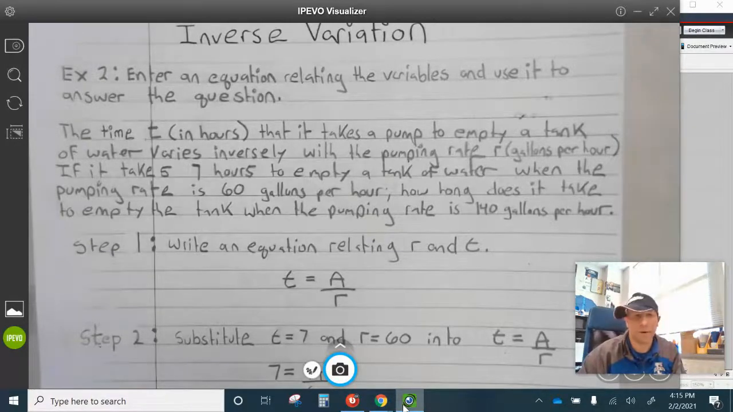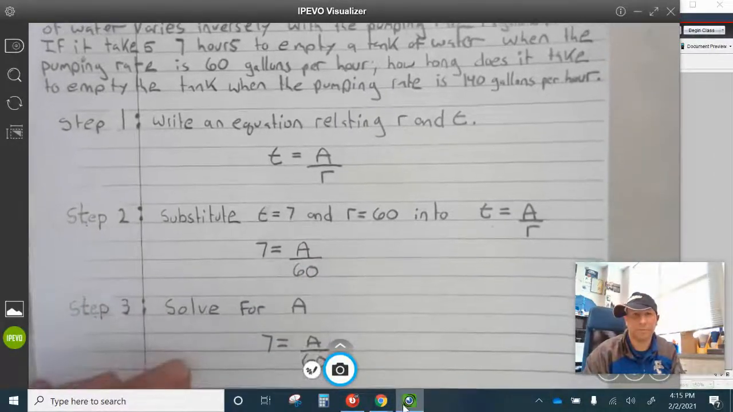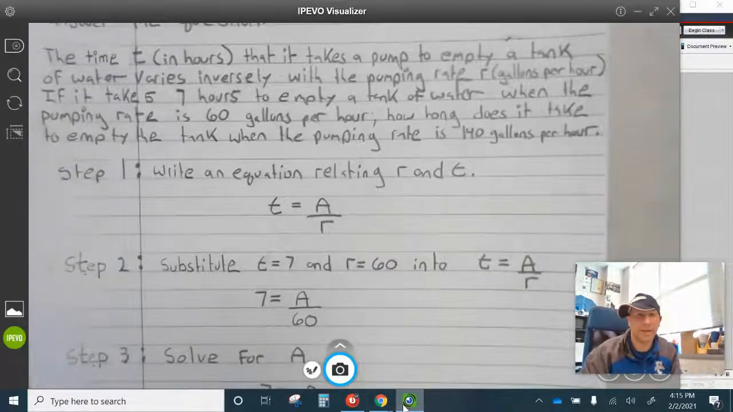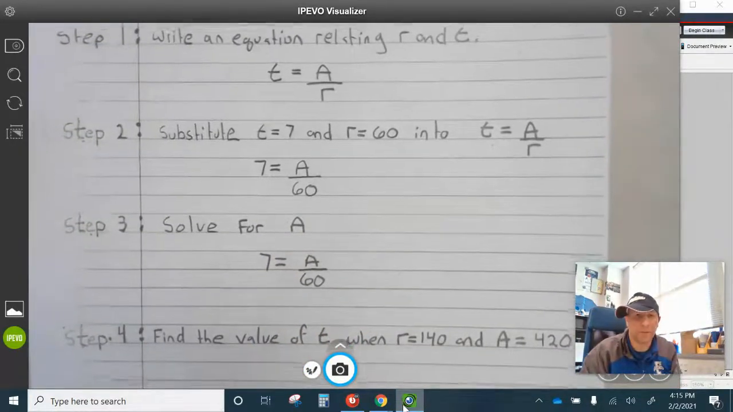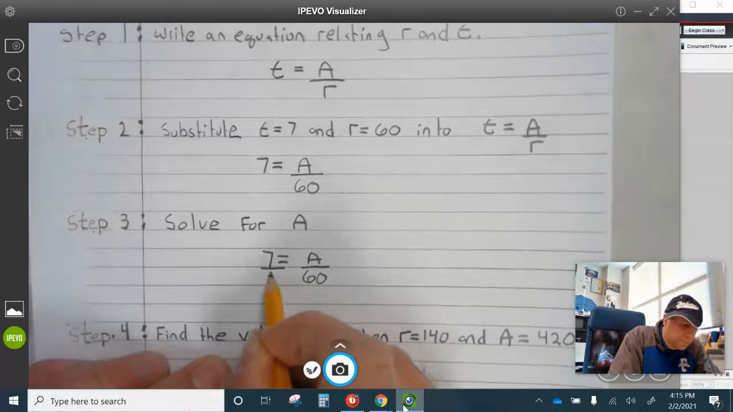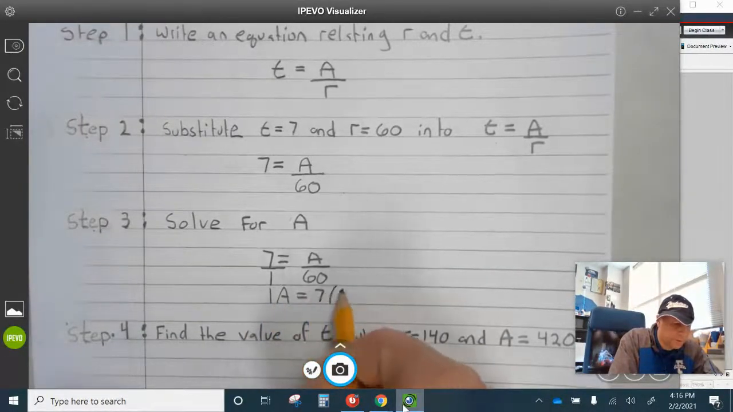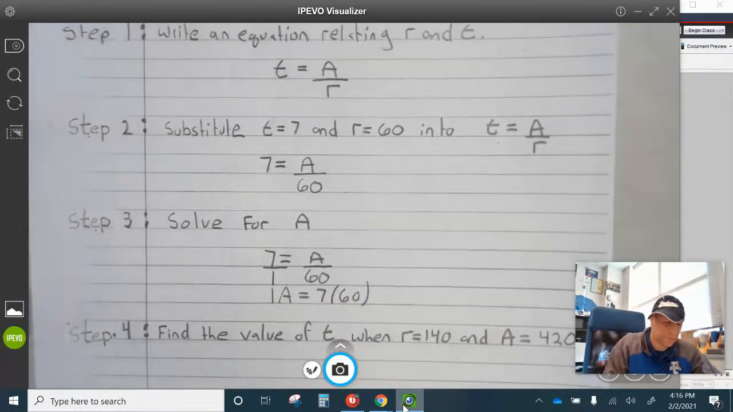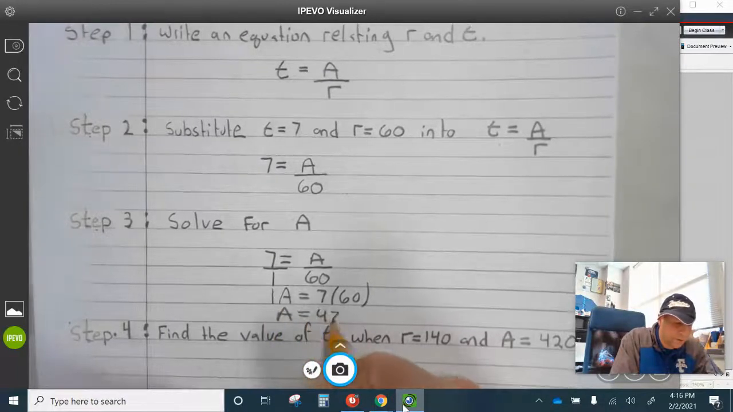Okay, so step 1, write an equation relating r and t. So that equation is t equals a divided by r. Okay, step 2, substitute t equals 7 and r equals 60 into t equals a divided by r. Okay, so we've done that. Okay, now step 3, solve for a. So we cross multiply. 1 times a is 1a equals 7 times 60, okay, which is 420. So a equals 420.